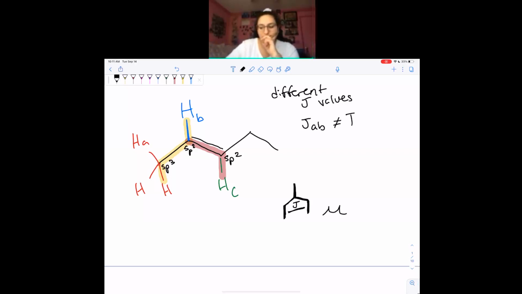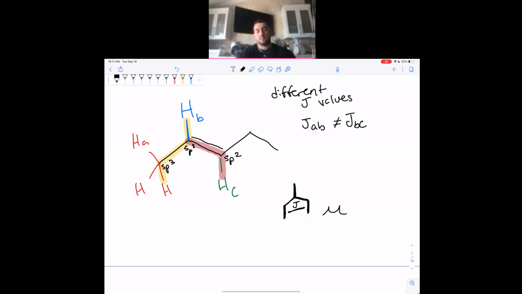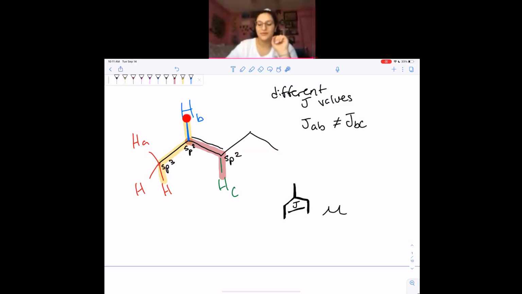No, finish. Okay, so I was just going to say that JAB does not equal JBC. That's what he'll tell you, because this J value is going to be different than this one. It doesn't matter what the actual values are. You just have to know that different hybridization equals different J value.